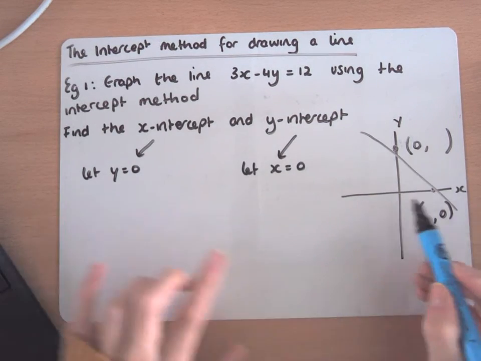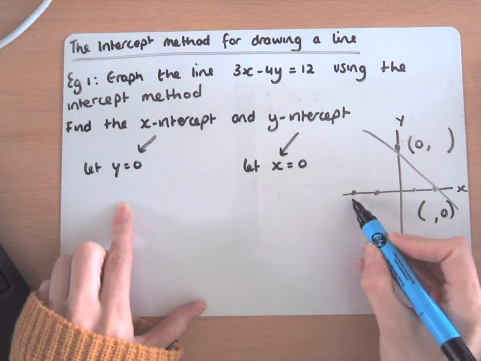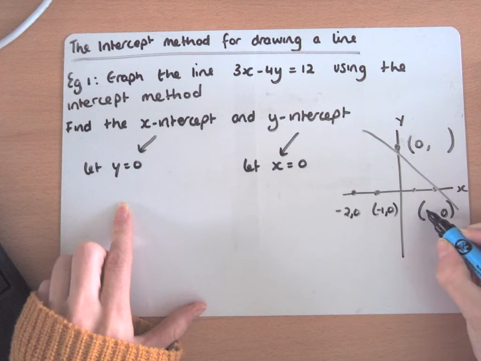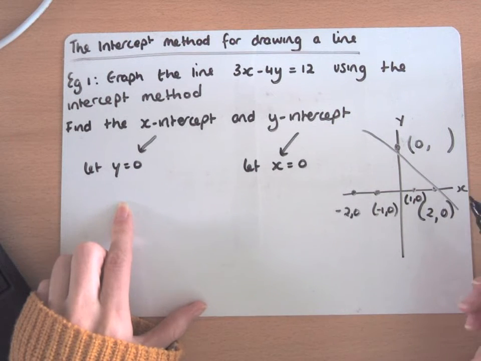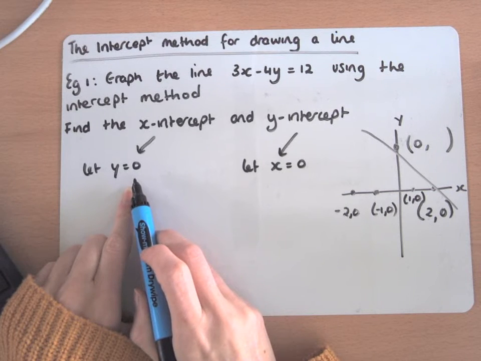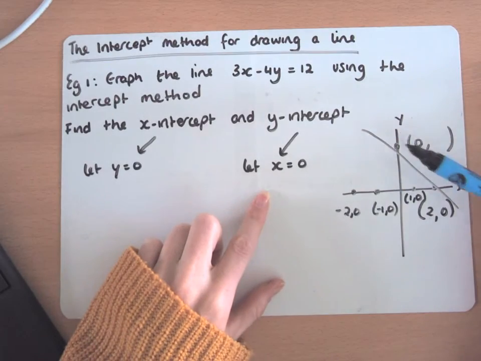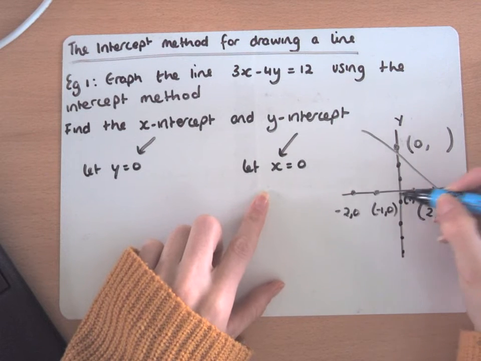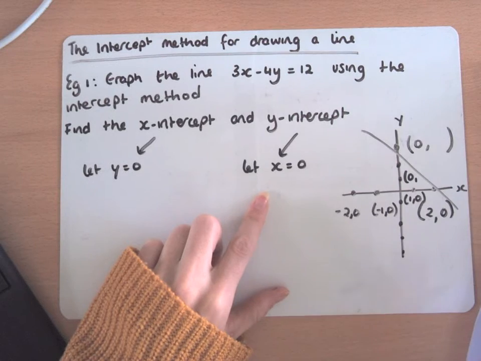Because for my x-intercept, anywhere here, it doesn't matter what this point is, it's going to be, let's say, -2, 0. This is -1, 0. This is 2, 0. This is 1, 0. What do they all have in common? Your y is 0. What's the word before y equals 0? Let y equal 0. And over here, the y-intercept could be anywhere on this line. Either way, its x is 0. How can you find that? I'll tell you that in a second.